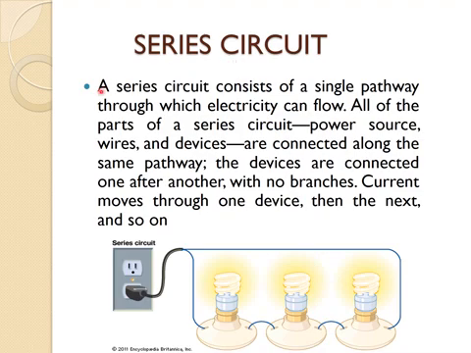So we talked about the series circuit, that a series circuit consists of a single pathway through which electricity can flow. All the parts of a series circuit, power source, wires and devices, are connected along the same pathway. The devices are connected one after another with no branches. Current moves through one device, then the next, and so on.